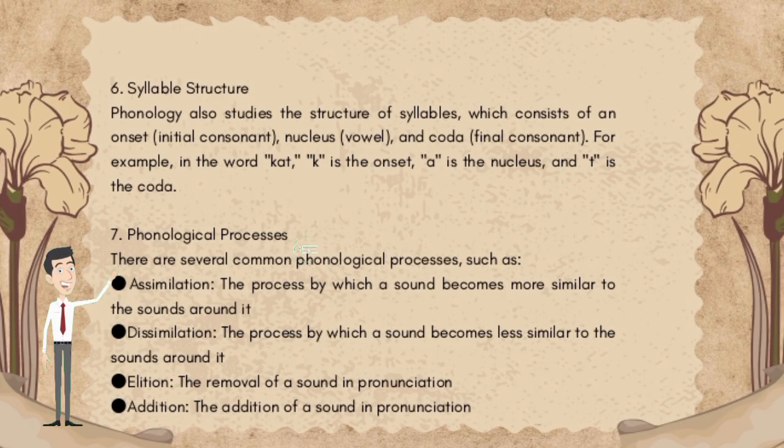First is assimilation, the process by which a sound becomes more similar to the sounds around it. Dissimilation is when a sound becomes less similar to the sounds around it. Elision is the removal of a sound in pronunciation, and addition is the addition of a sound in pronunciation.